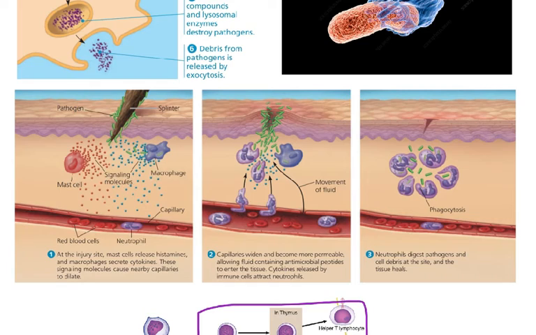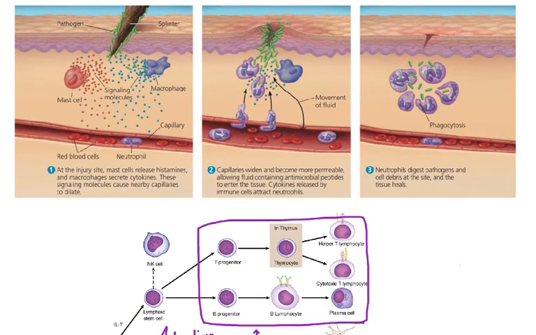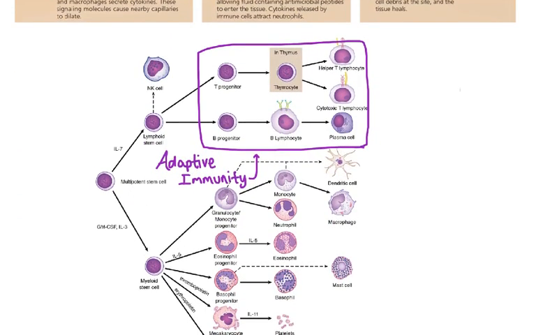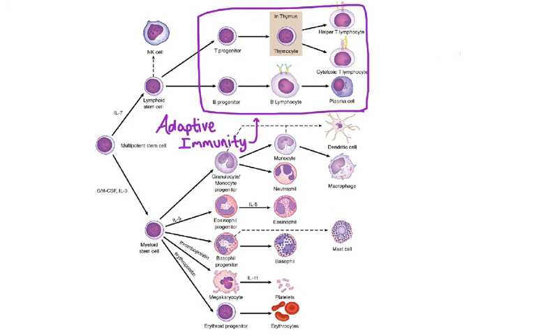So we've been introduced to some of the cells, but I want to give kind of an overview of all of the cells that are involved. And all these cells that are involved come from this process called hematopoiesis. And hematopoiesis is the differentiation of hematopoietic stem cells.